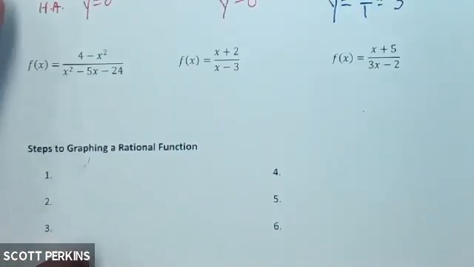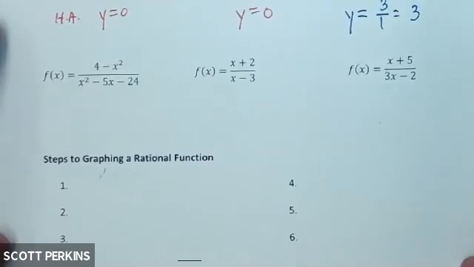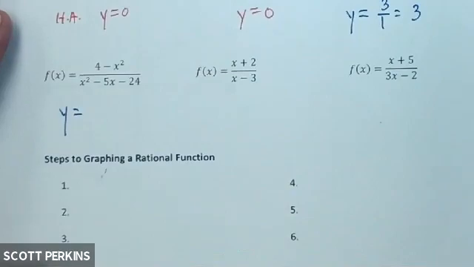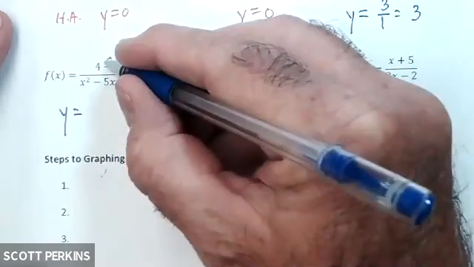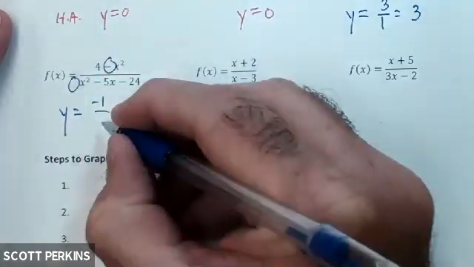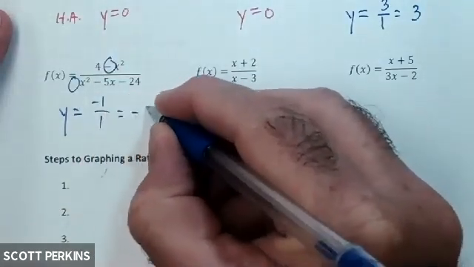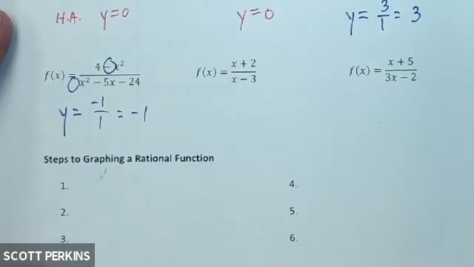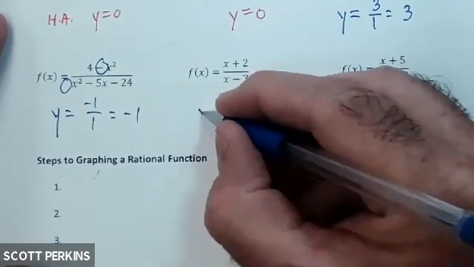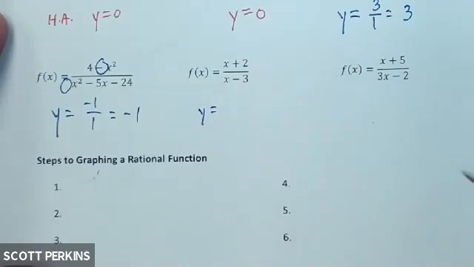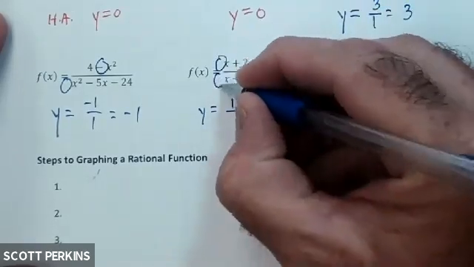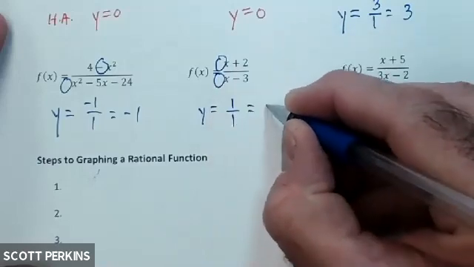Okay, so here goes the horizontal asymptotes. So this next one, the coefficient of the highest power in the numerator is -1. The coefficient of the highest power in the denominator is +1. So that horizontal asymptote is the line y equals -1. For the next one, the coefficient of the highest power in the numerator is 1. The coefficient of the highest power in the denominator is 1. So that horizontal asymptote is 1.